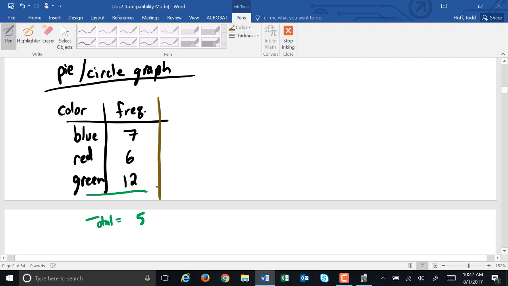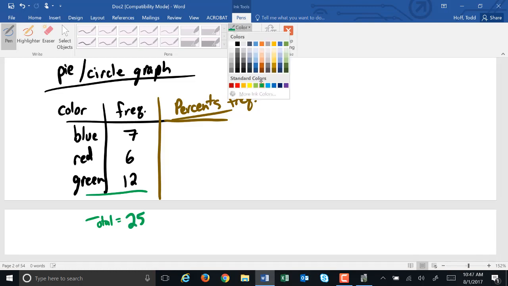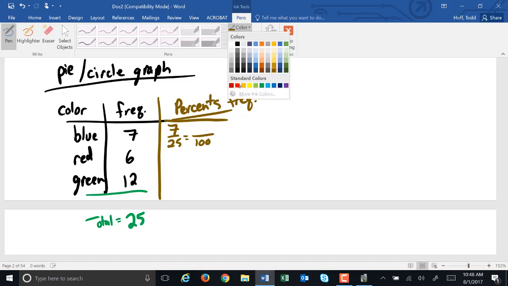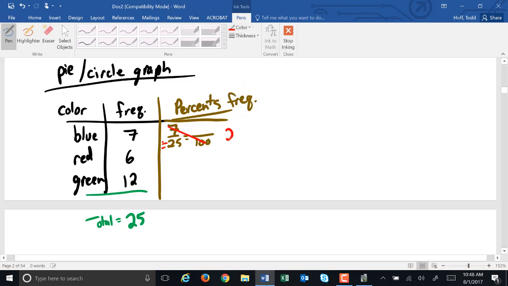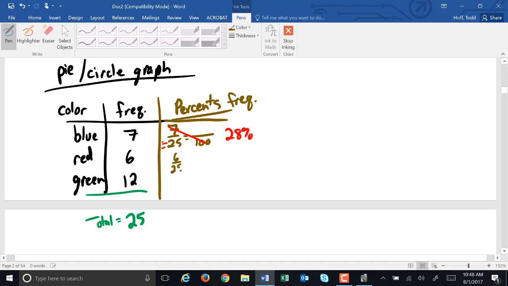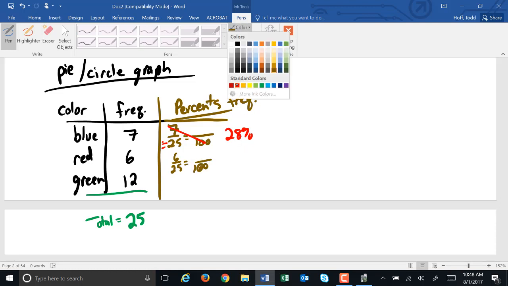And to make a pie graph or a circle graph, we need to turn them into percents. It's still a frequency, it's just a percent frequency. Where did my 2 disappear to? There it is. So we're looking at 7 out of 25 is how much out of 100? We cross multiply and divide, we get that is 28%. 6 out of 25 is how much out of 100? Cross multiply and divide gives us that's 24%.